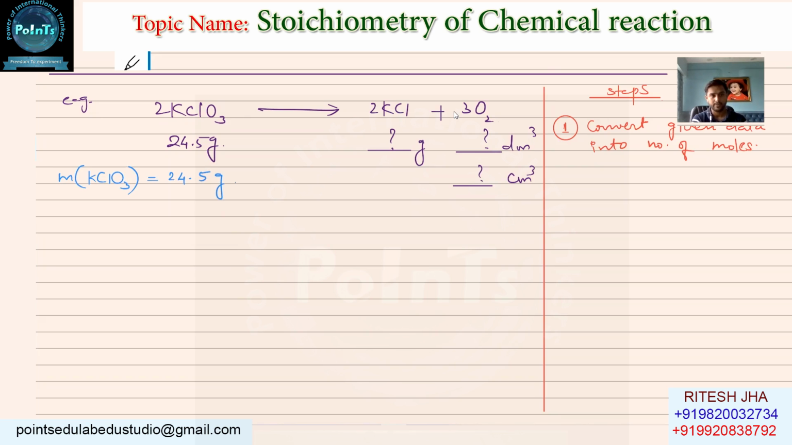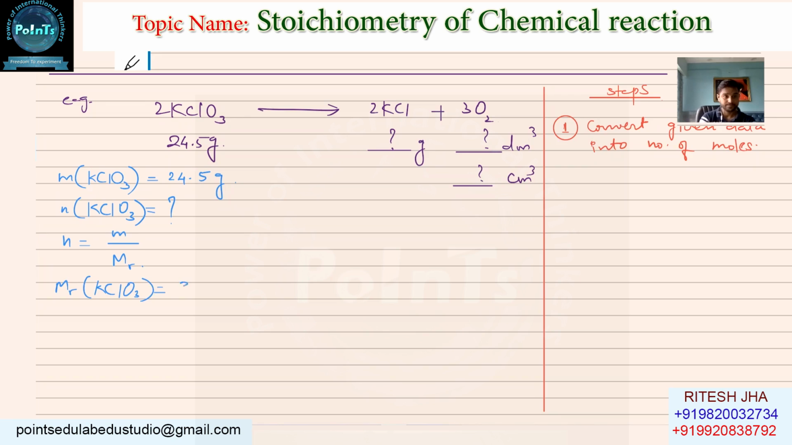Now, we have to convert it into the number of moles, right? So what do we want? We want number of moles of KClO3. What formula should be used? Mass upon molar mass. Exactly. So we know that the number of moles is equal to mass upon molar mass. So the first step should be determining the molar mass of KClO3.